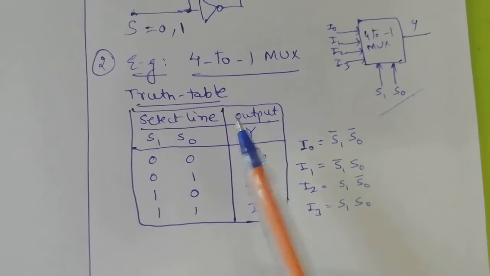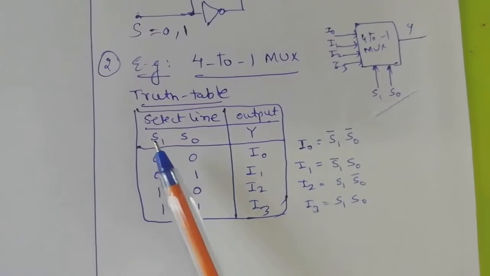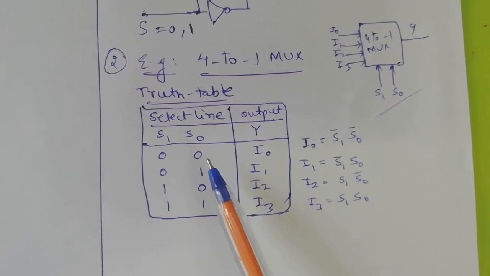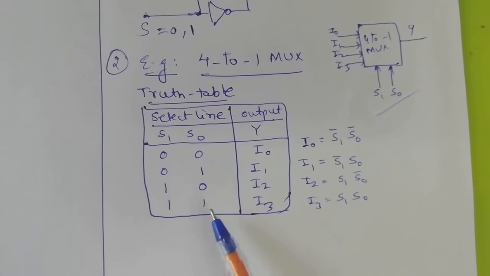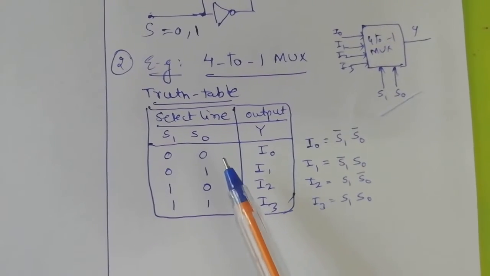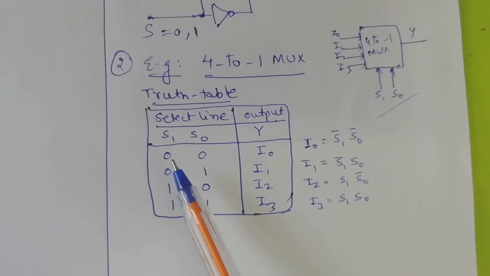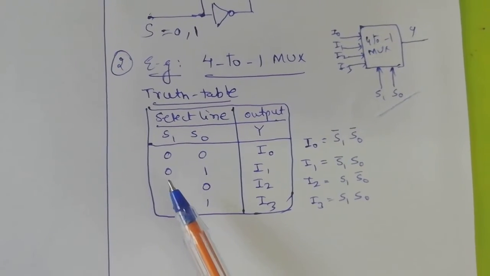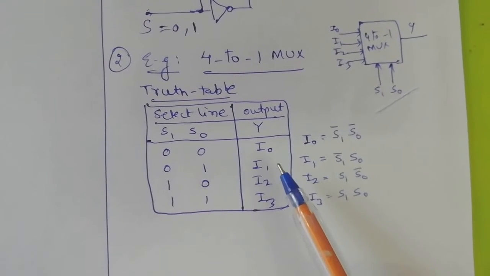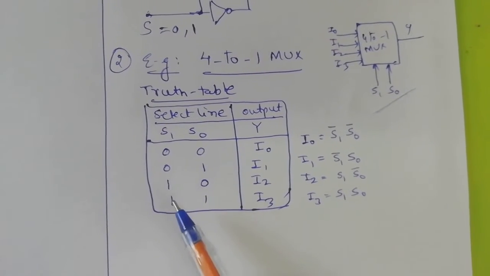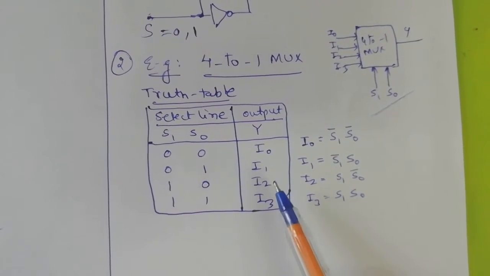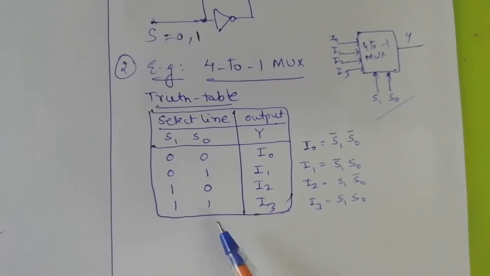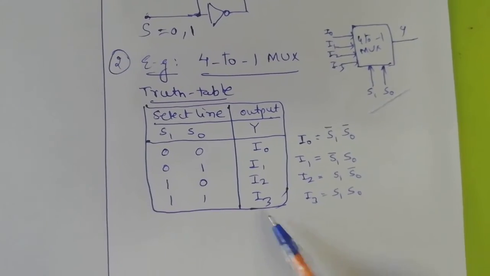And this is the truth table of the 4 to 1 multiplexer. Now we are having two select lines, the output is Y, the combinations will be 0 0, 0 1, 1 0, 1 1, the input combinations, and when S1 and S0 are 0, we are getting I0 as the output. When it is 0 1, I1 will be the output, and in case of 1 0, I2, and when 1 1 inputs are given, I3 will be directed to the output.